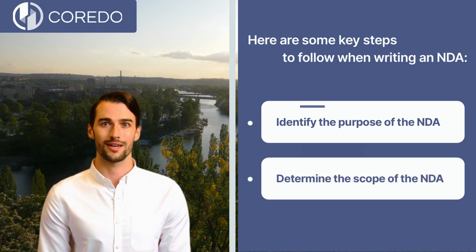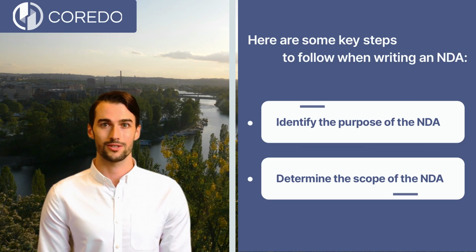Determine the scope of the non-disclosure agreement. The scope of the non-disclosure agreement should clearly define the parties involved, the duration of the agreement, and any exclusions or limitations. For example, suppose the non-disclosure agreement is being used in an employment context. In that case, it may specify that the employee is not allowed to disclose company secrets to competitors or use the information for personal gain.